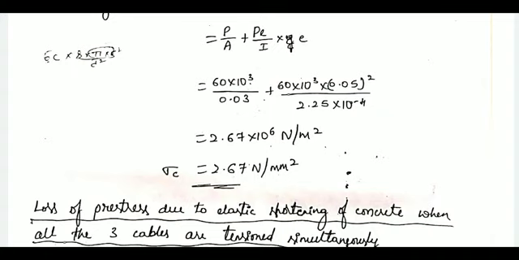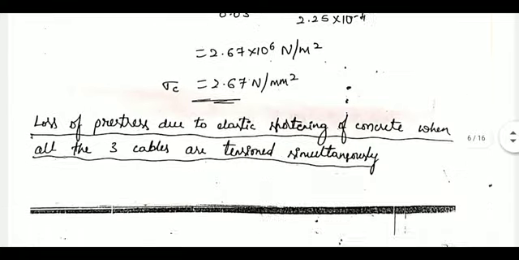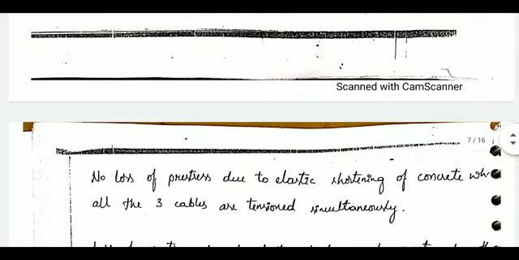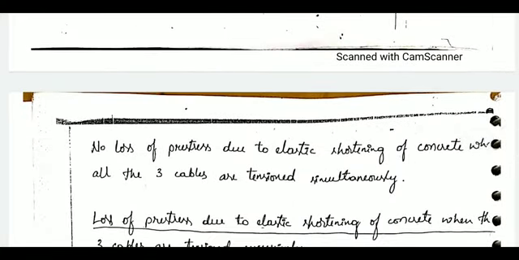If all 3 cables are tensioned simultaneously, that is, at a time we are applying the tensile force for all 3 cables, in that case there is no loss of prestress, and the loss will be 0. See here, no loss of prestress due to elastic shortening of concrete when all the 3 cables are tensioned simultaneously. This is the answer for the first case.